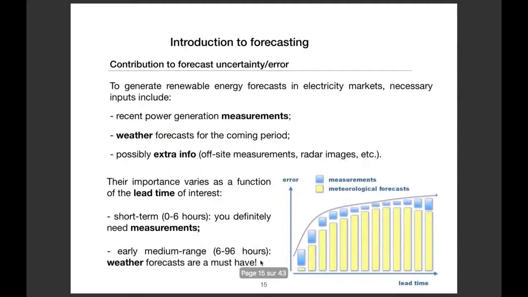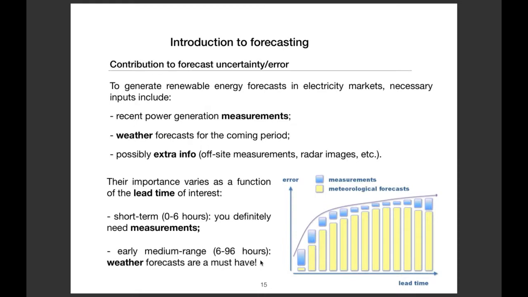Okay. So what are the main contributions to forecast uncertainty or error? When we are considering renewable energy forecasts in the electricity market, most of the time the forecasting module uses some inputs to make the prediction. Most of the time it uses recent power generation measurements that come from the monitoring, and it also uses the weather forecast, and possibly sometimes extra information, for instance radar images or whatever. But most of the time it is mainly about recent observations and weather forecast.